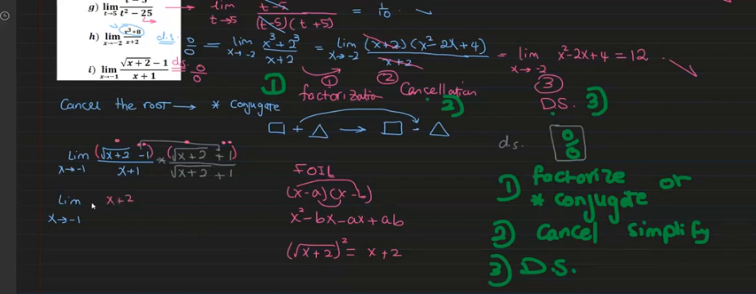Negative times positive is negative, and then 1 times 1 is 1, over. We will keep the two terms of the denominator as they are because we were not seeking to cancel anything in the denominator. And now we will try to simplify.